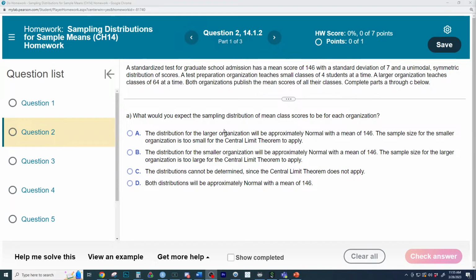A standardized test for graduate school admissions has a mean score of 146 and a standard deviation of 7, and a unimodal symmetric distribution of scores. That means it is normal. A test preparation organization teaches a small class of 4 students.